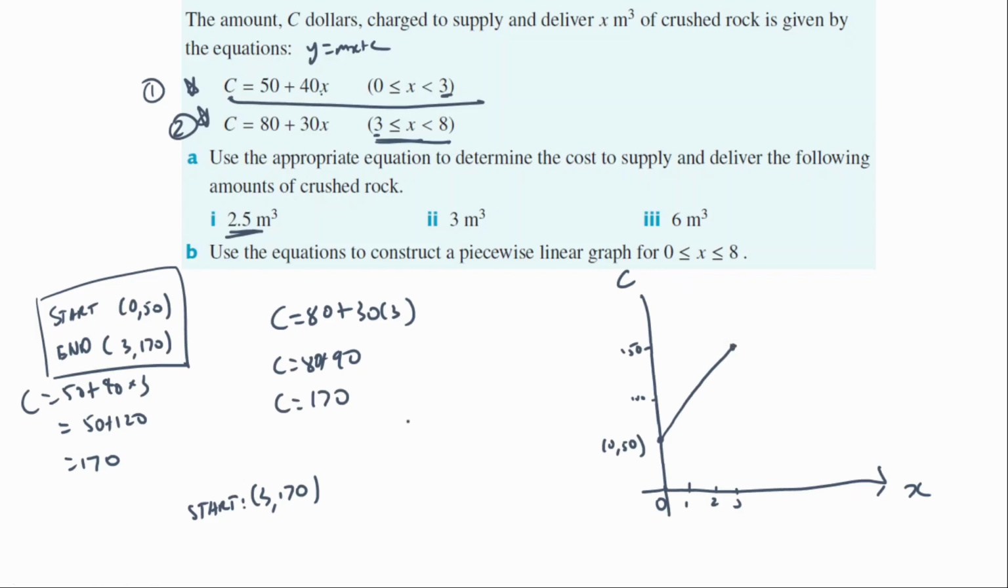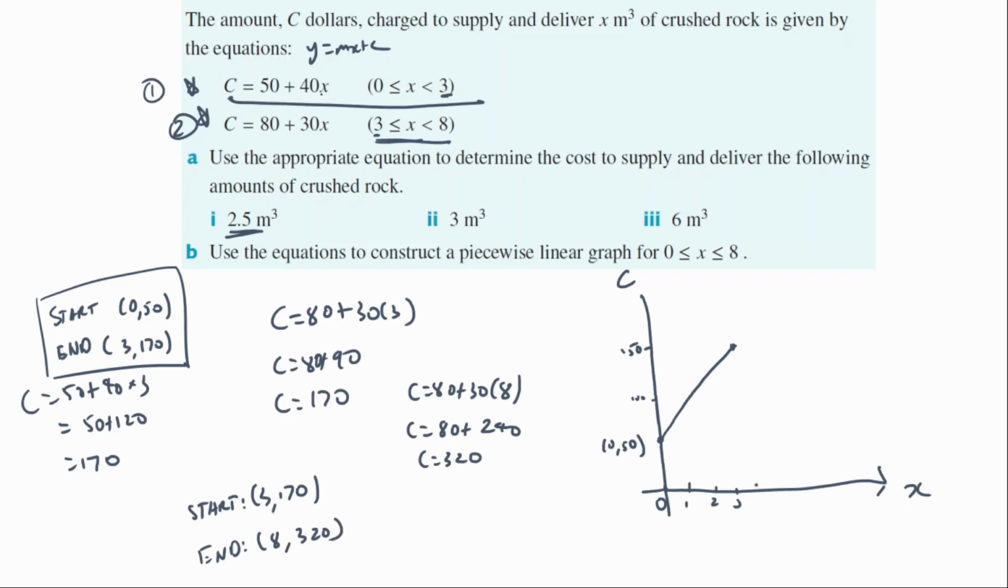And now to find the end position, I'll just write end at the bottom and we'll fill that in after we've done the working out. So it ends when x equals 8. So let's write that in. C equals 80 plus 30, replace the x with 8. So C is going to equal 80 plus 240. C equals 320. So my end position is 8, 320 there.